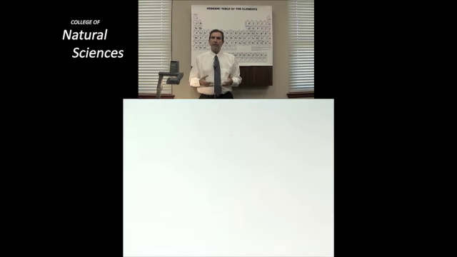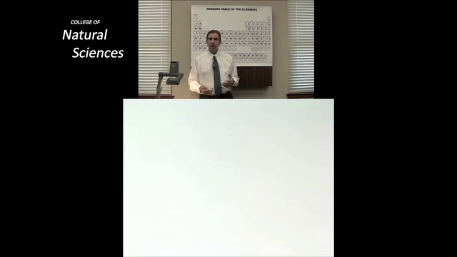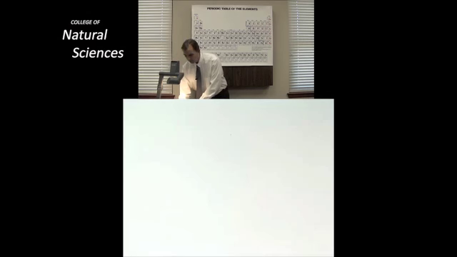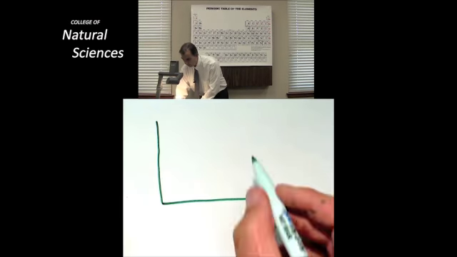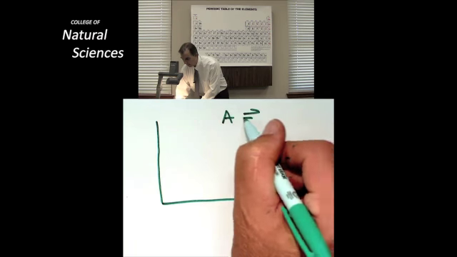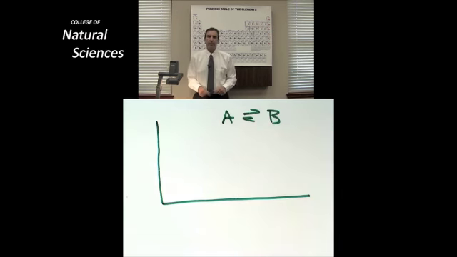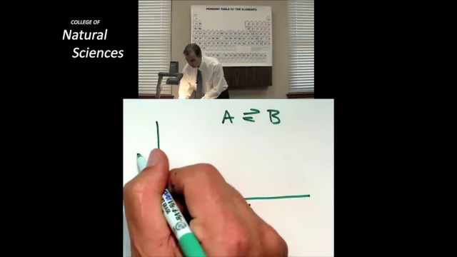Now, one of the nice things we can do when we have this mass action quotient is plot it as a function of time so that we can follow a chemical reaction. So I'm just going to make a little plot right here, and I'm going to make a plot of something really boring, like A reacting to form B. There's A reacting to form B. Now, as a function of time, I'm going to measure the concentrations of A and B.